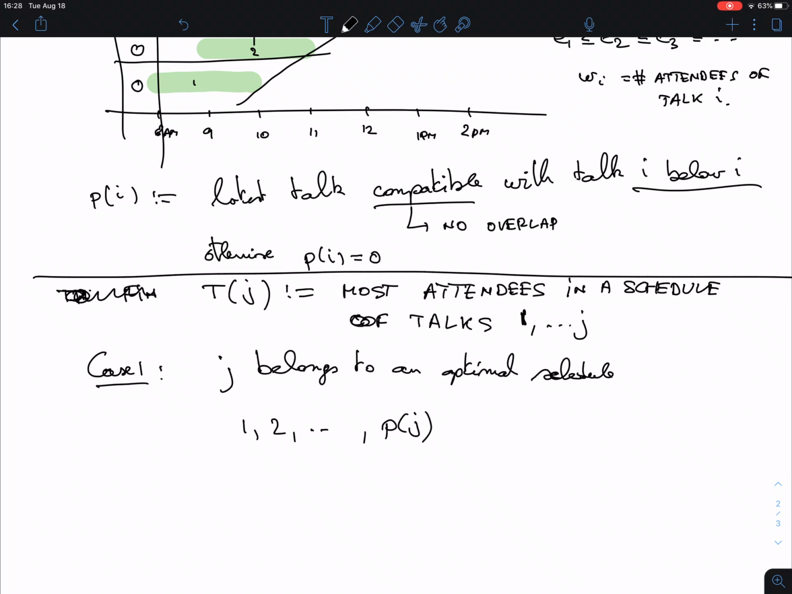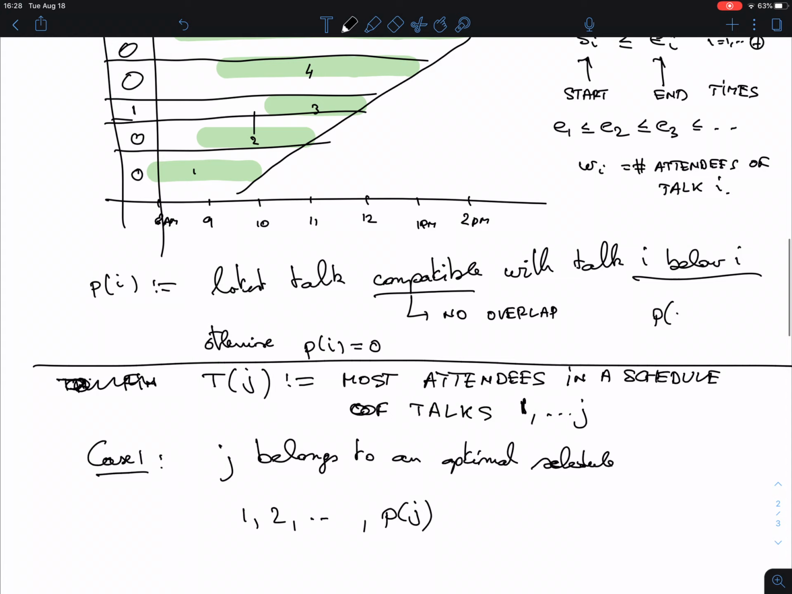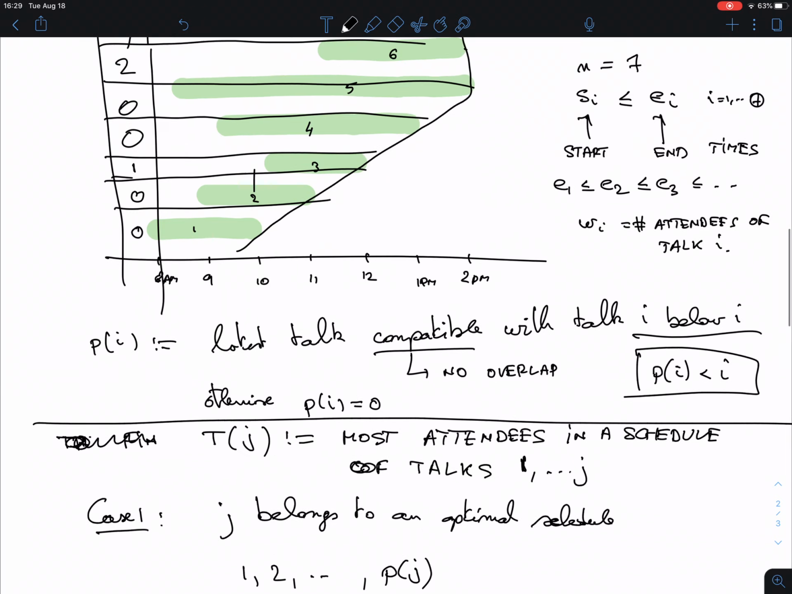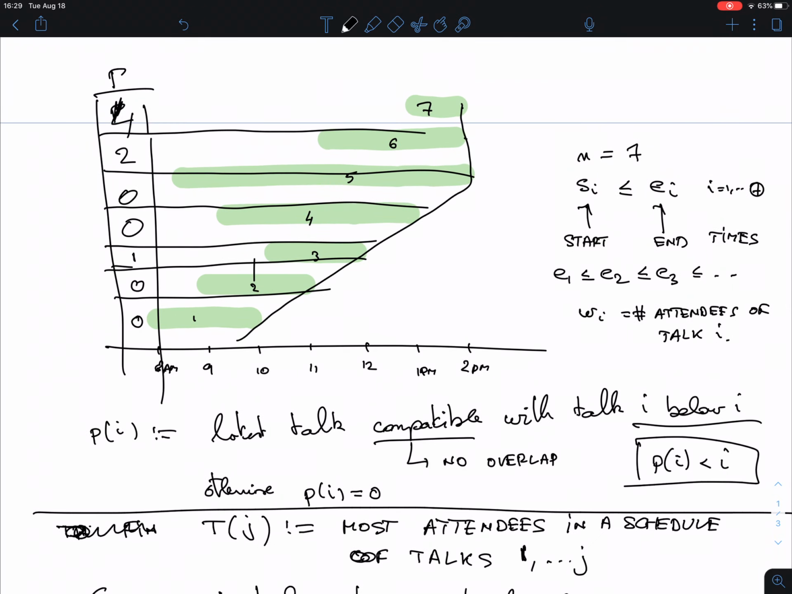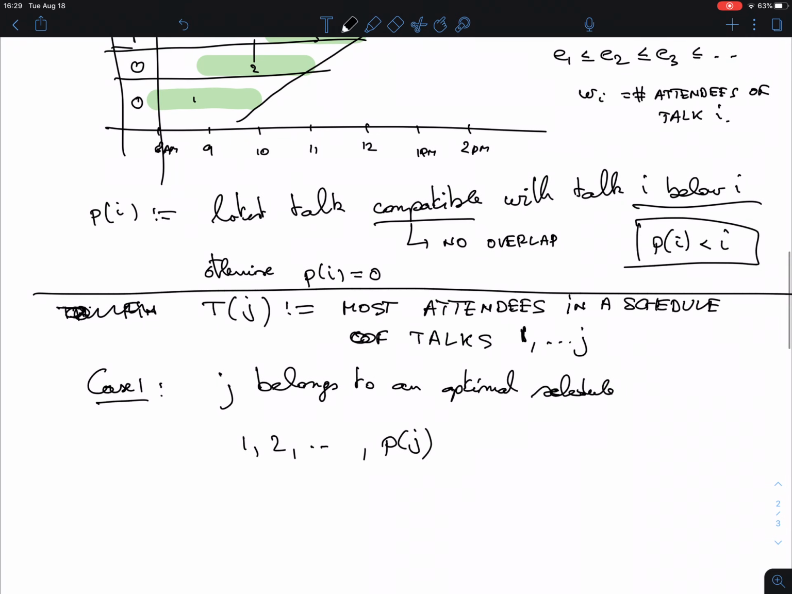Now remember, we always have that p_i is less than i, because here we're looking for talks that are compatible with i, but that are below i. You saw that from our calculations, that this was always less than i. So this is a smaller list than the list that we're looking at. And in fact, what we for sure know is that these talks, p_j plus 1 all the way up to j minus 1, cannot belong to an optimal schedule because they conflict. Remember, p_j was the last one that has no conflict with j.